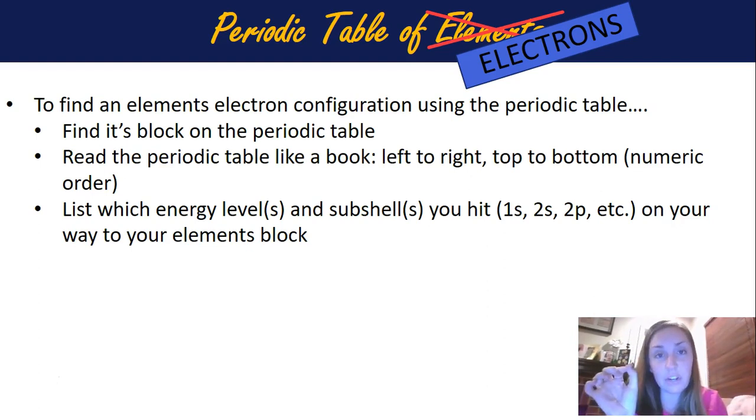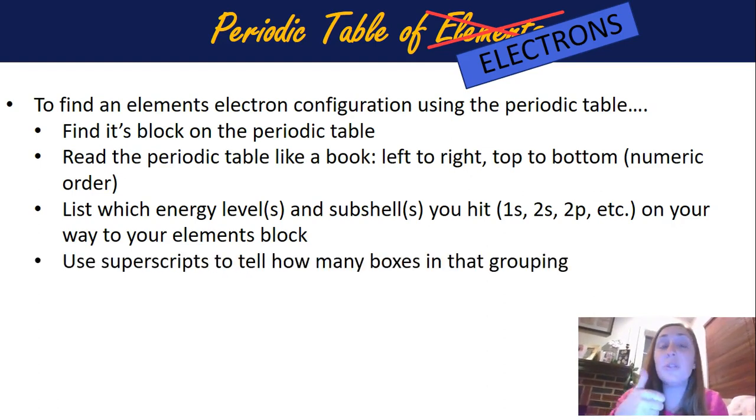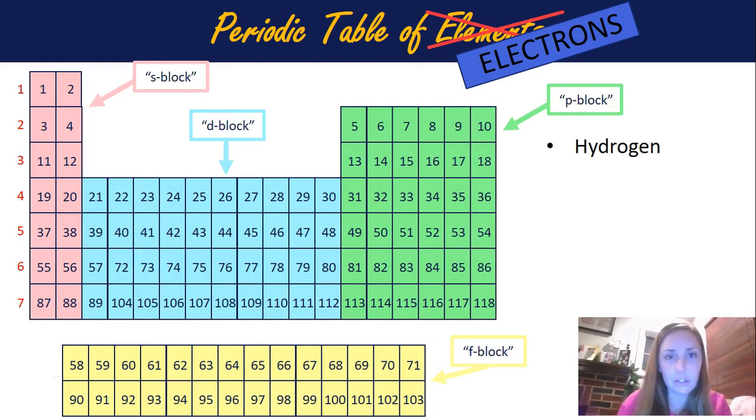So you always start at hydrogen, or 1, and then go to wherever you're going. And then you use the superscripts, those are up high numbers, to tell how many boxes are in that grouping. Let's just do one. Okay, hydrogen. Where is hydrogen? It's right here. So hydrogen is here. To start at the beginning, you just go to hydrogen.